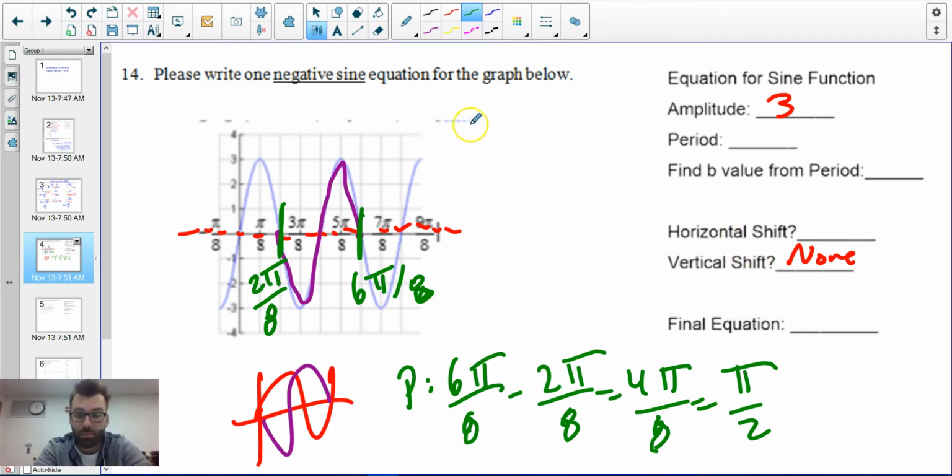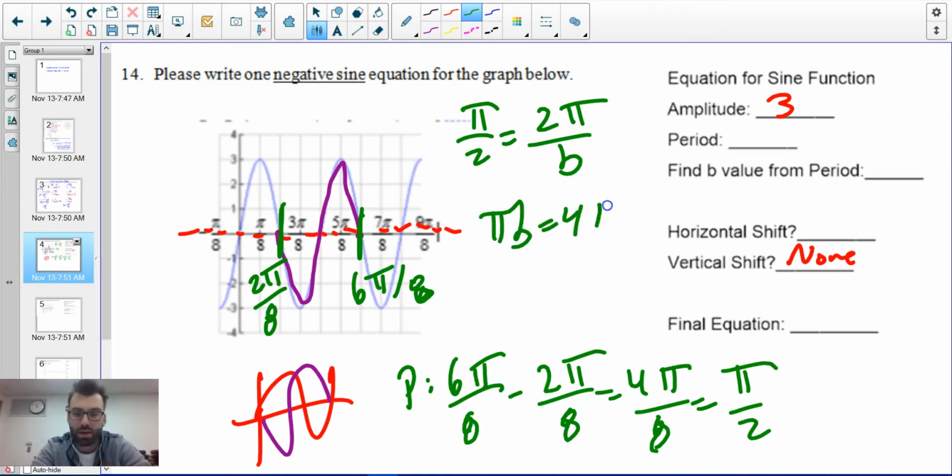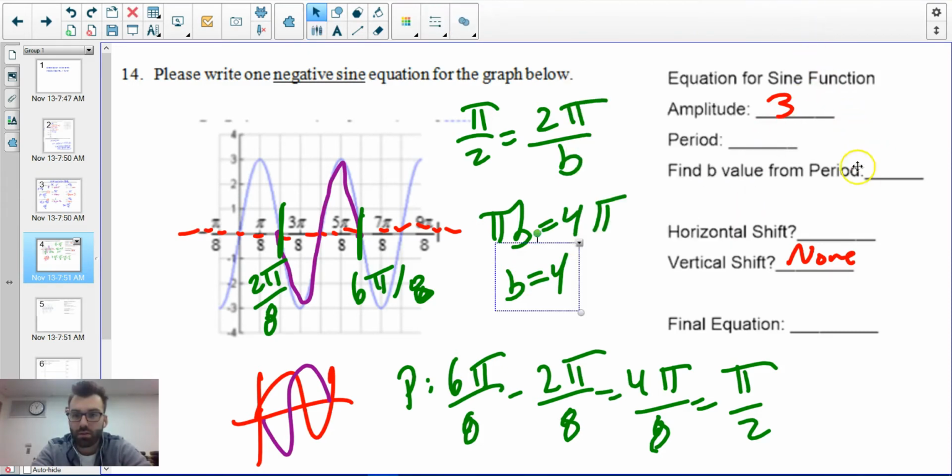To find B, I set pi over 2 equal to 2 pi over my B value, because this is how I find my period, 2 pi divided by B. Thinking about this as a fraction equal to a fraction, I cross multiply. So I get pi times b equals 4 pi, 2 times 2. Divide both sides by pi. I get my b value of 4. So b is 4, period is pi over 2.